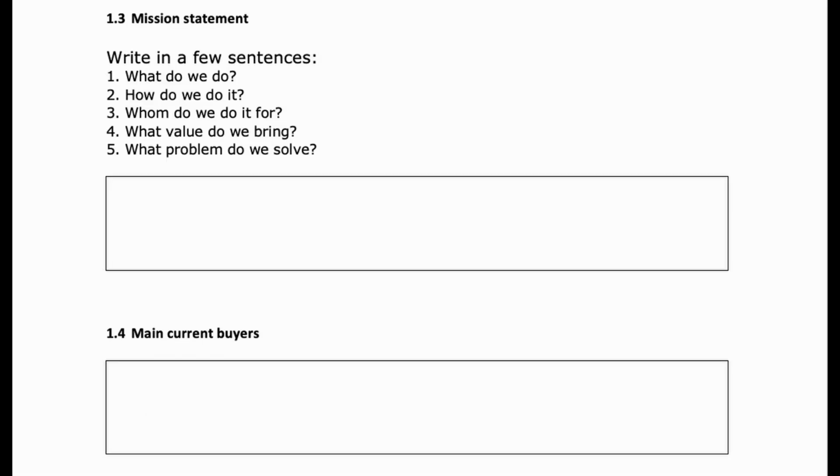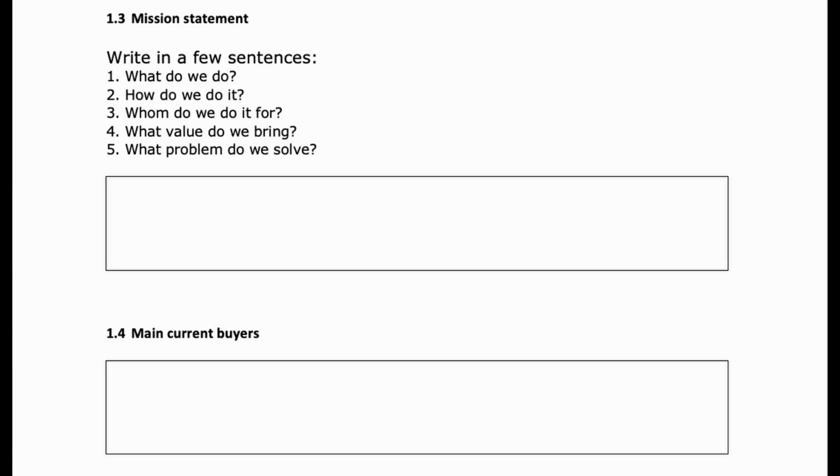On page 5, we'd have the mission statement at section 1.3. And here you'd write in a few sentences what the company does, how they do it, who they do it for, what kind of value they bring, and what problem they solve for their clients. When you have that statement, that could be considered the mission statement. Also, it could be considered the positioning of the company.